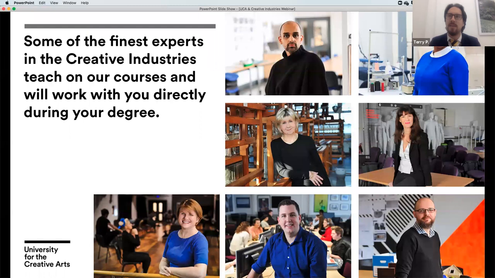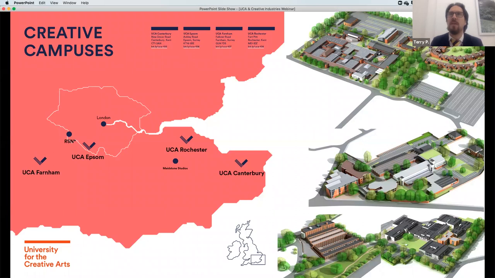I mentioned earlier that I'm at our Rochester campus. You'll see on the map that I've just put up on the screen that we have four campuses. We've got a couple of dots on there as well. One is London, so you can see how closely located we are to London. And then we have two smaller dots, Maidstone Studios and the Royal School of Needlework. And I'll talk a little bit about those two places in a second, because we also deliver courses away from our campuses for a couple of our disciplines.